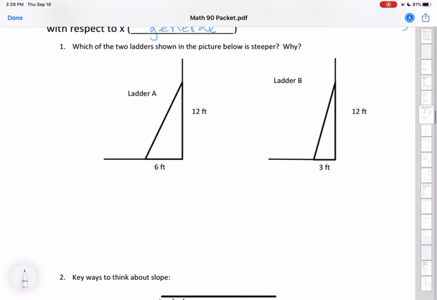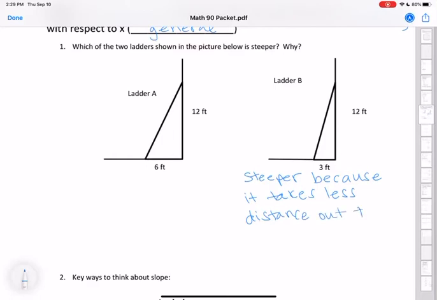Looks like ladder B is steeper, right? So it's going to be ladder B. And I'm going to go ahead and write because it takes less distance out to get to that same height. Okay, so I'm going to write steeper. Okay, so one more time, steeper because it takes less distance out to get to that same height.